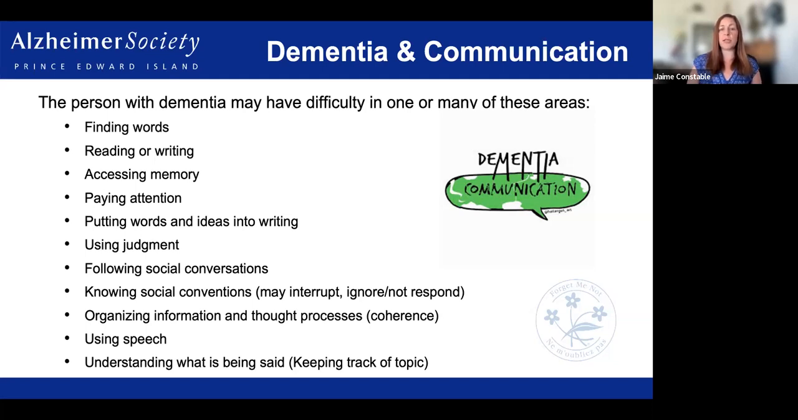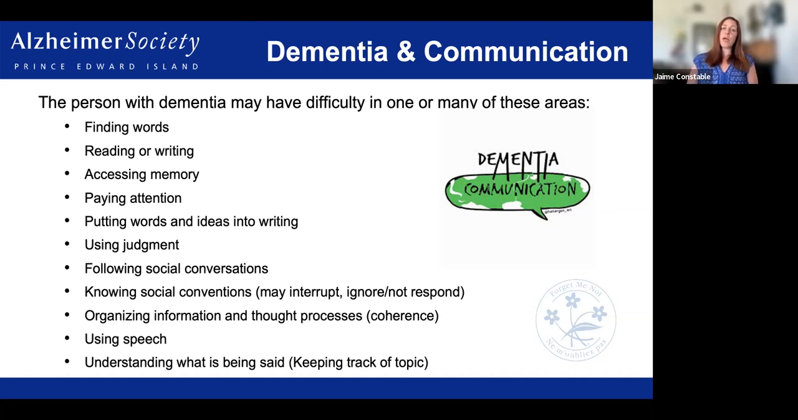You'll see changes in their ability to find the words they're trying to express, in reading or writing, accessing specific memories, especially short-term, and attention span. So paying attention for long periods of time can be very stressful. Putting words and ideas into writing, like I said earlier, and using their judgment. So being able to assess and judge a specific situation in order to make a decision. They can have difficulties following social conversations, in particular if there's a lot of people around. Group dynamics can get stressful for a person living with the disease.